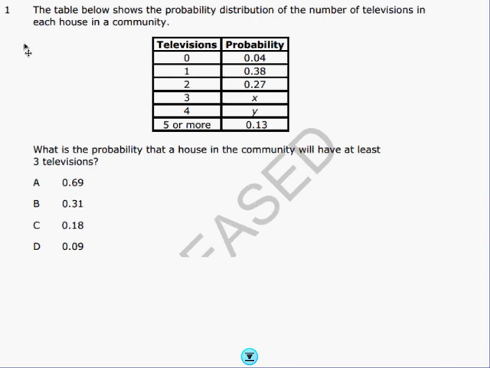They want to know what's the probability that a household in the community will have at least 3 televisions. One way of writing that is the probability that a household has 3 televisions, or they have 4, or they have 5 plus. So it would be convenient if we could just add up these 3 probabilities here, the probability of 3, the probability of 4, or the probability of 5 or more. Now the problem with that, of course, is that they didn't tell us what percent have 3 and what percent have 4.